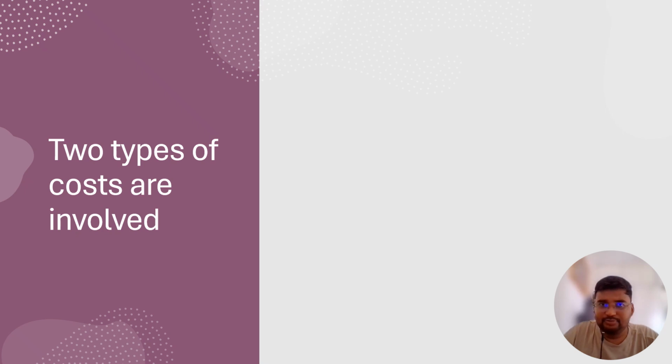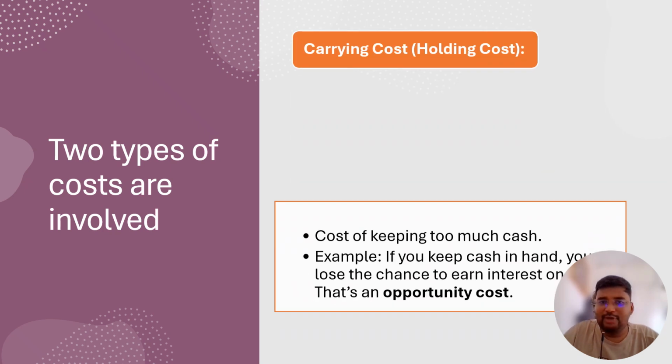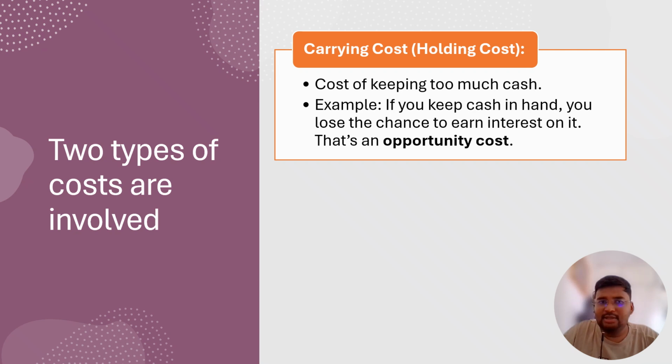So as per this model, there are two main types of costs involved in cash management. The first one is the carrying cost. To understand it, think of keeping too much cash at your home. If you keep a lot of money in your drawer, the money just sits there and earns nothing. So you lose the chance to earn interest. That's the carrying cost. Fine. So carrying cost of keeping too much cash. For example, if you keep cash in hand, you lose the chance to earn interest on it. That's the opportunity cost: you are losing interest by keeping it with yourself.